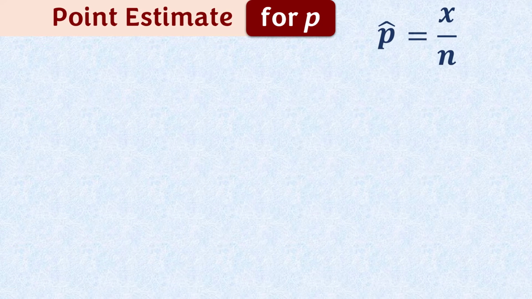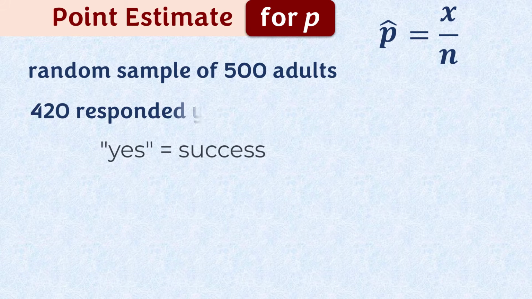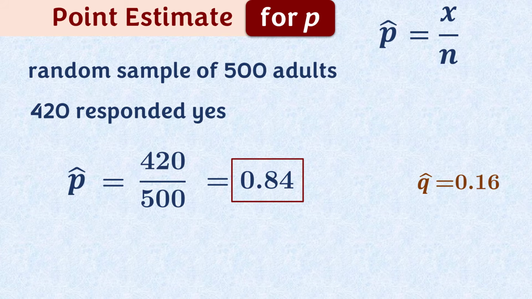Suppose a random sample of 500 adults responded to a yes or no question. If 420 responded yes, then the sample proportion is 420 over 500, which is 0.84. This 0.84 is a point estimate for the population proportion. It gives us an idea of what the population proportion might be. However, it does not tell us that 84% of the population will respond yes.